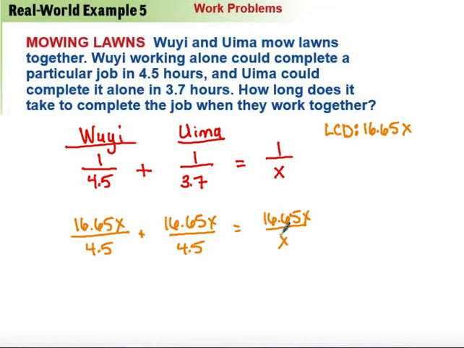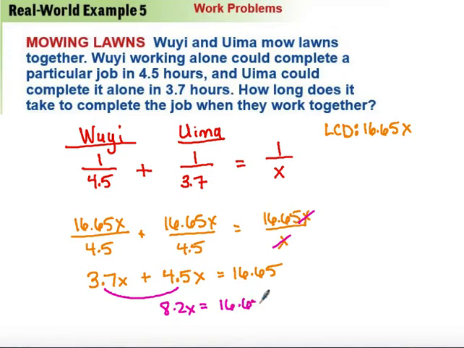And when I simplify that out, 16.65 divided by 4.5 obviously is going to give me the opposite. And this is going to give me 4.5x. And in my last, my x's are going to cancel, leaving me with 16.65. So I'm going to go ahead and add these two pieces together. That's going to give me 8.2x is equal to 16.65.